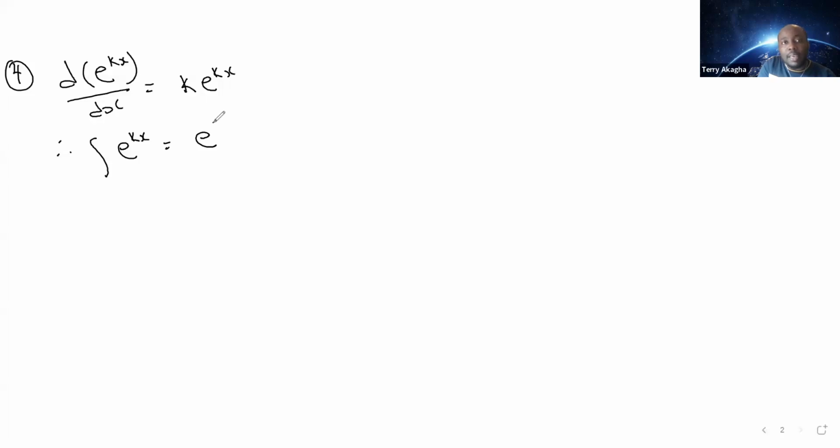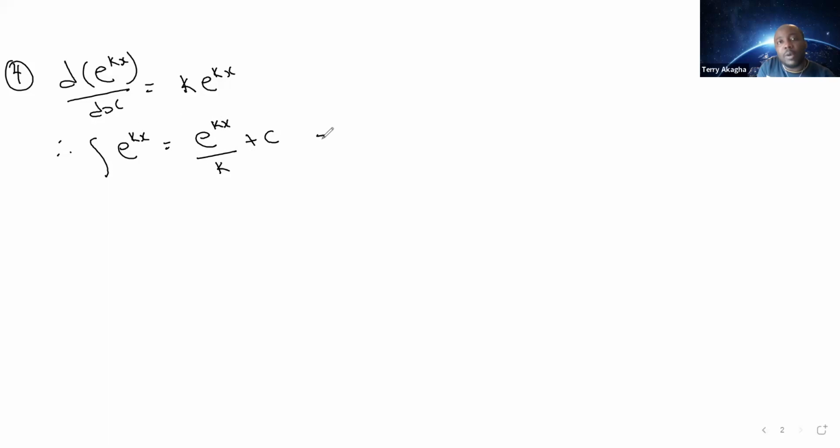So it will be e^(kx) divided by what? k plus c. Is that okay? So that means you differentiate the kx, and the value you get, if you differentiate kx, is going to give you k. You divide the initial question by k plus c.